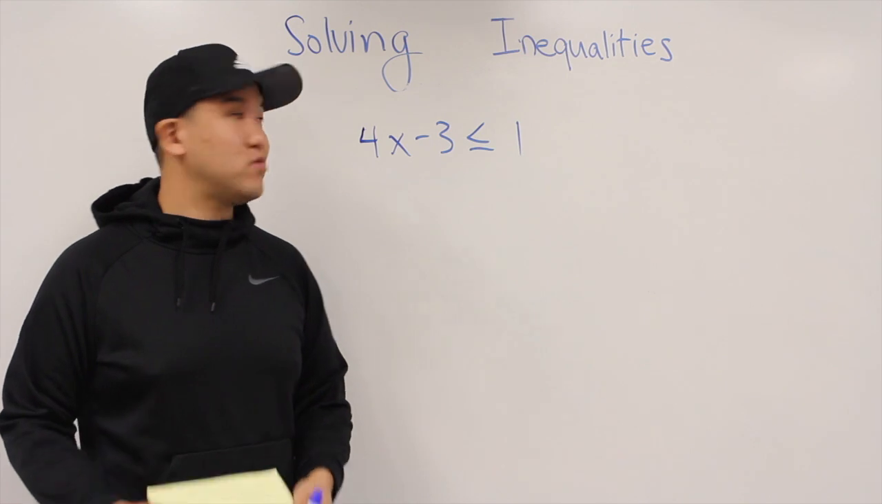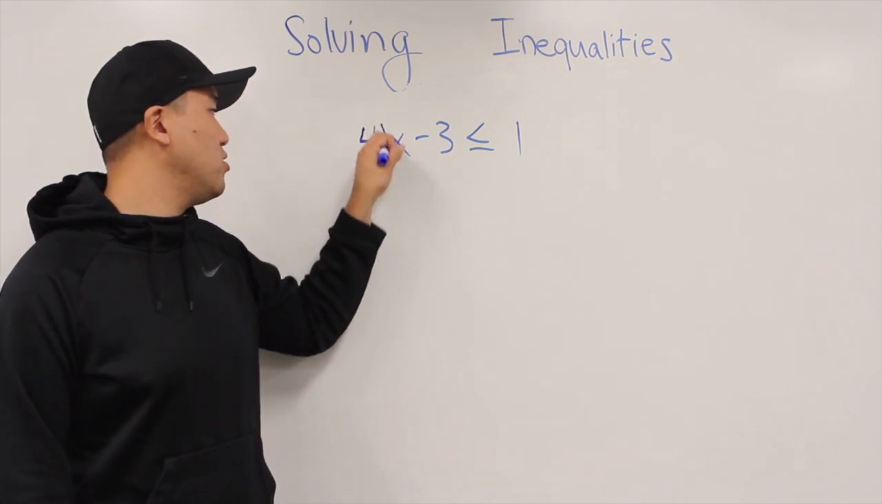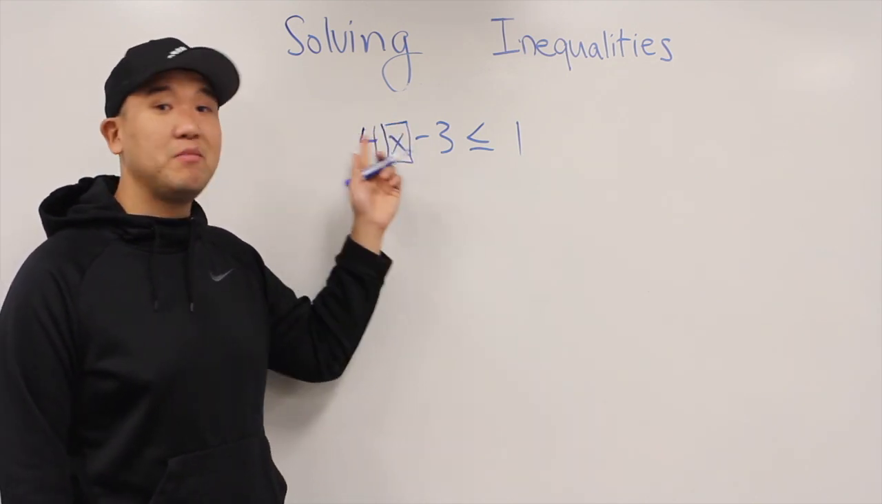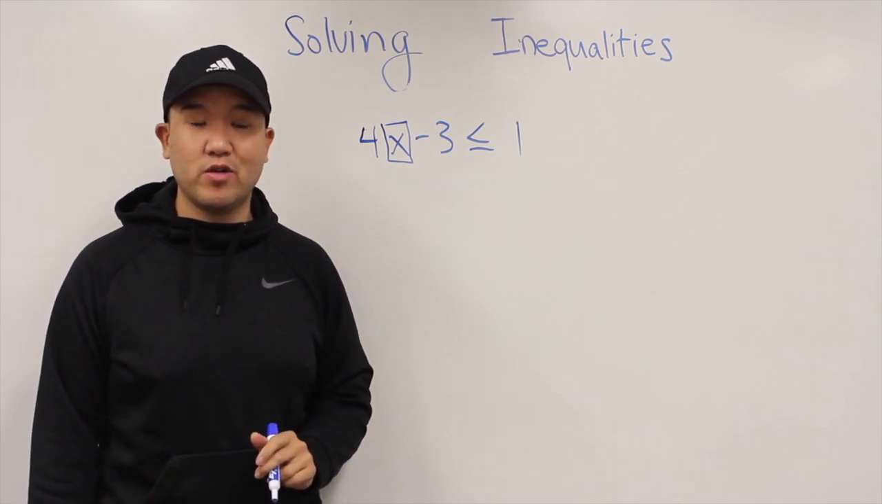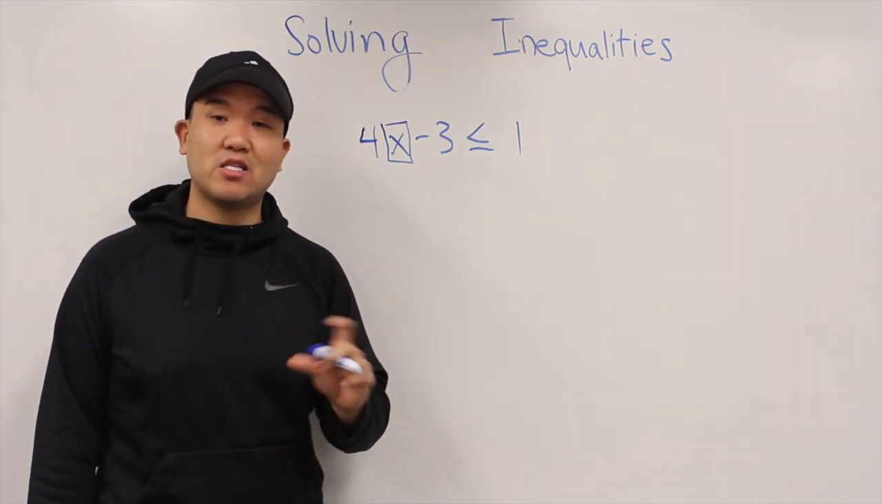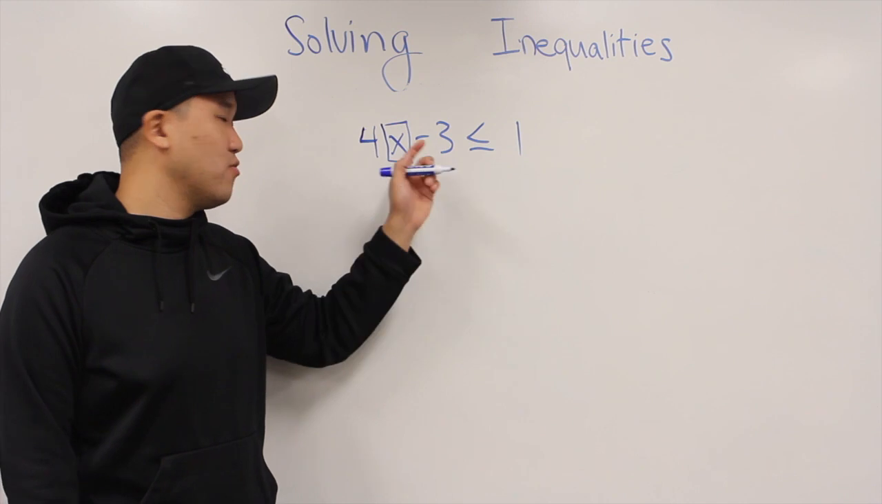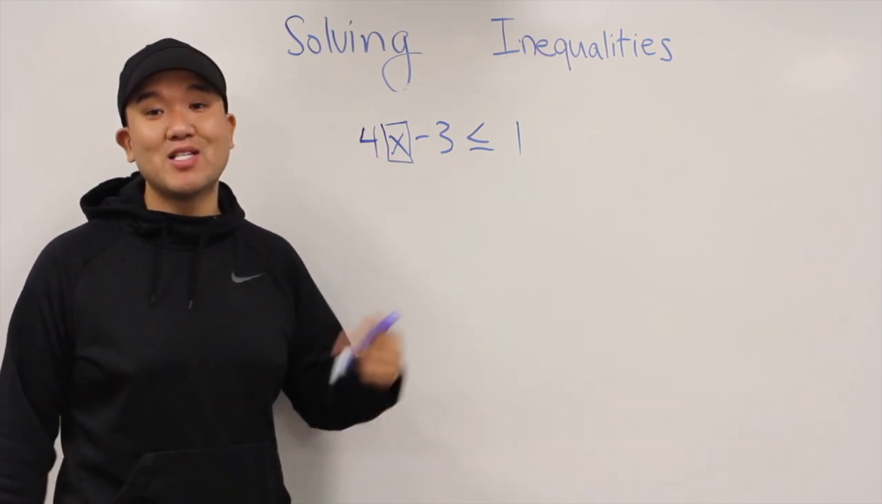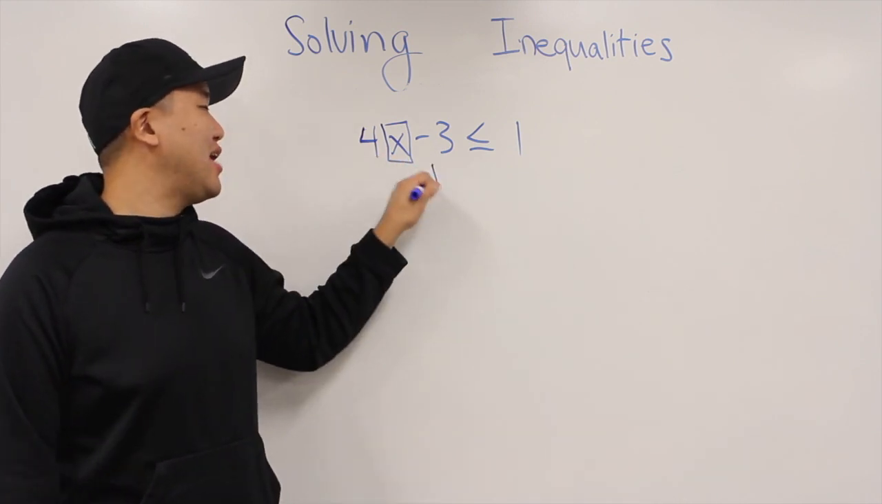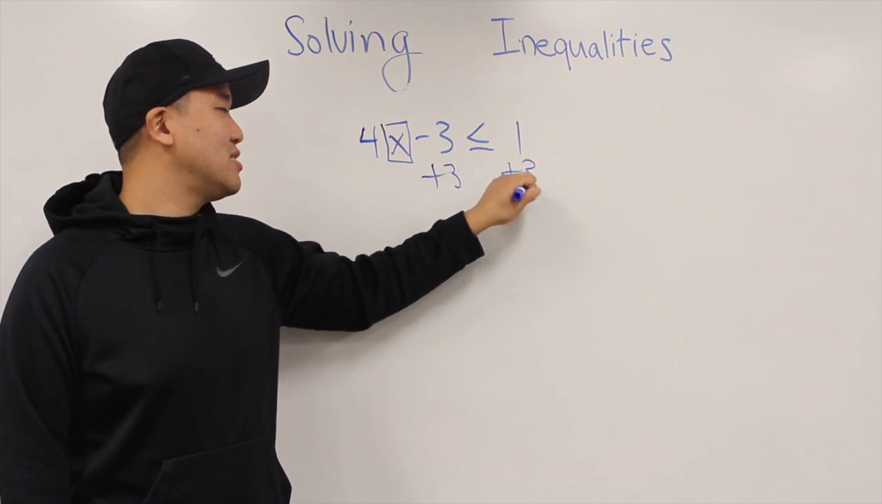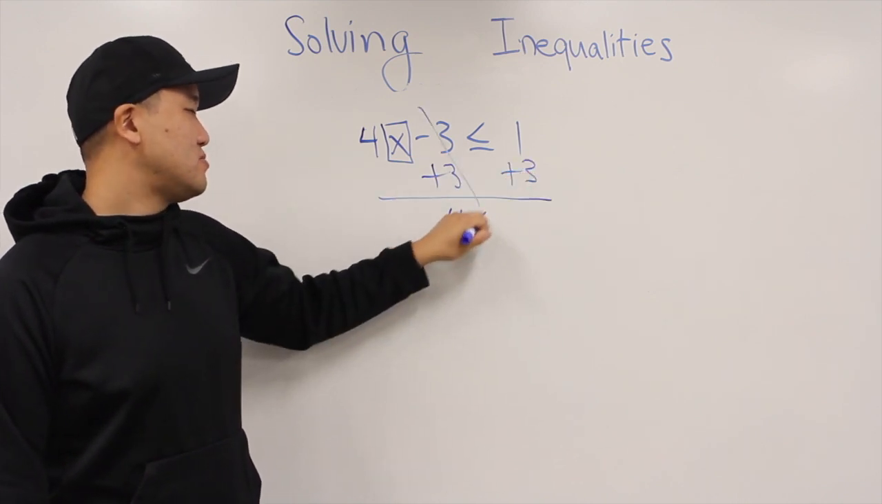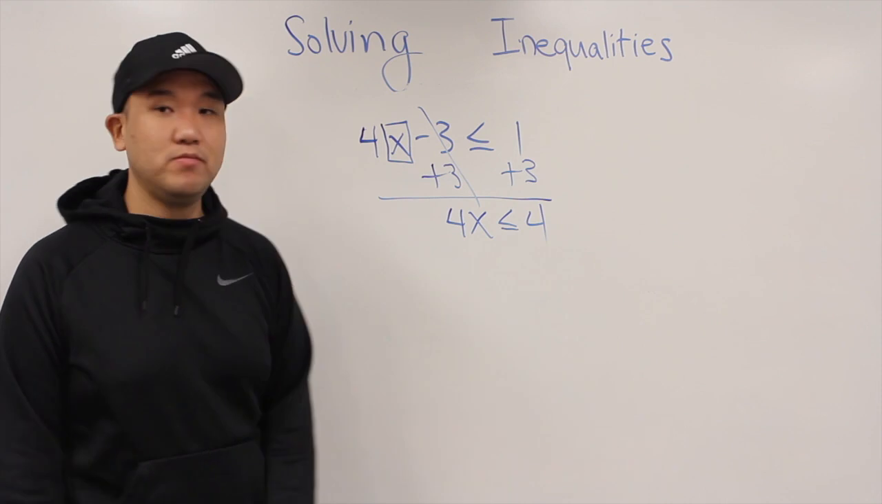Alright, let's take a look. So what's my first step? My goal is to get this x by itself. You have a times 4 and a minus 3. Your goal is to use inverse operations. So add, subtract first, and then multiply, divide. So we have to get rid of this minus 3 first. How do you get rid of this minus 3? You're going to add 3 to both sides. Good. You have 4x less than or equal to 4.